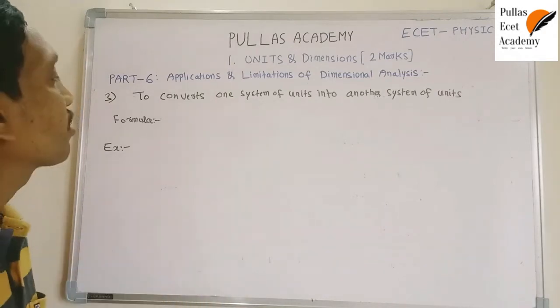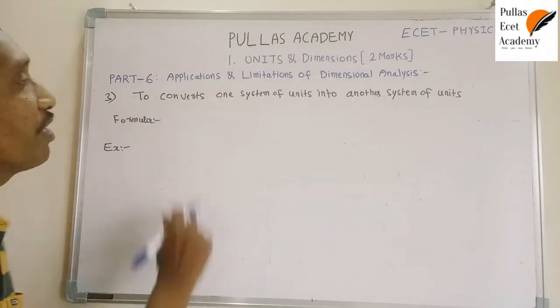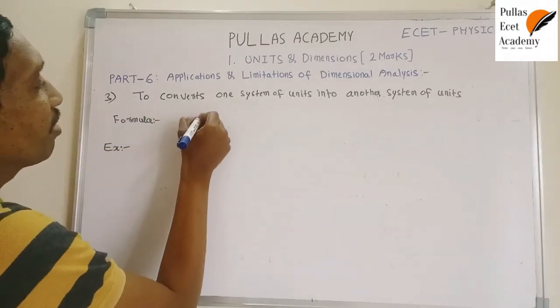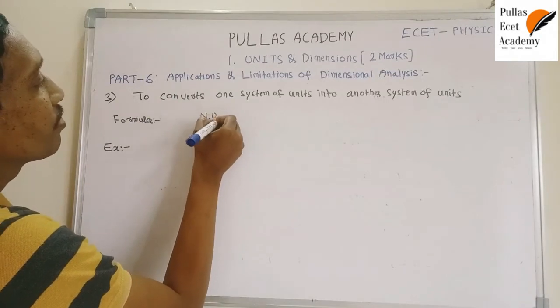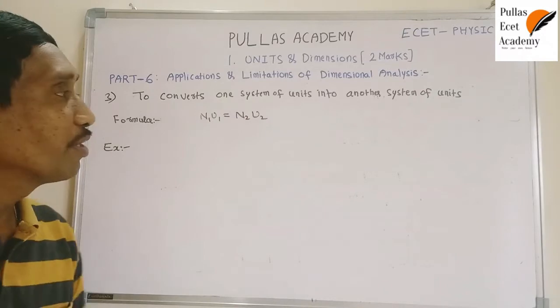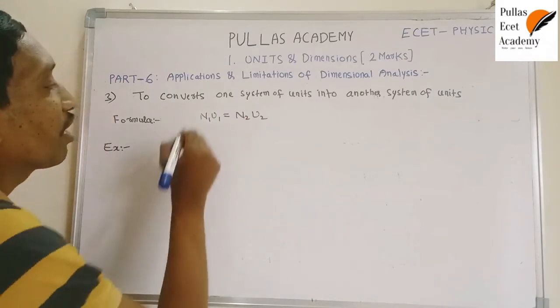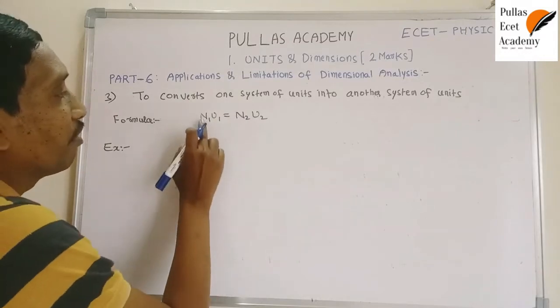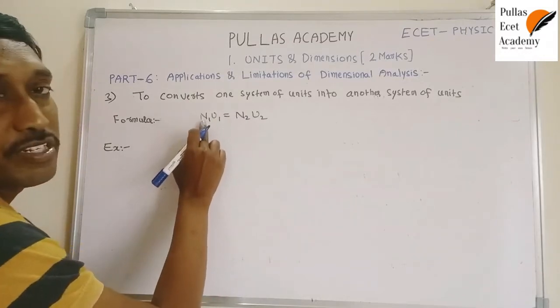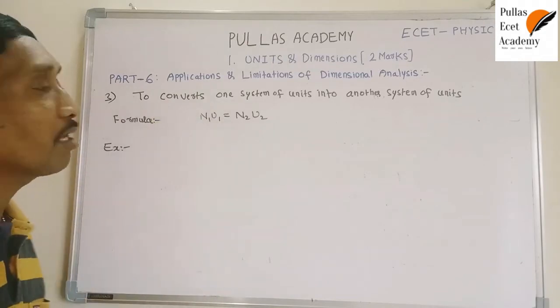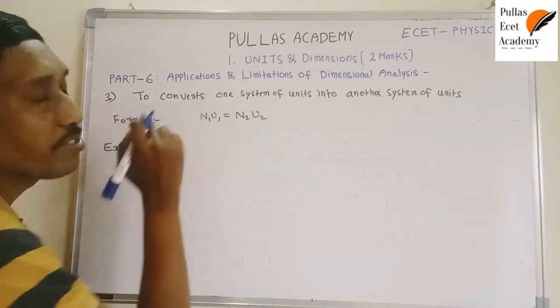I want to explain that with one example. Here we have to follow one formula for this application. The formula is N1 U1 is equal to N2 U2. What is the formula? N1 U1 is equal to N2 U2. Here N1 and N2 stand for the numerical values. N1 is the numerical value in the first system. U1 is the unit in the first system, or it is the dimensional formula in the first system.